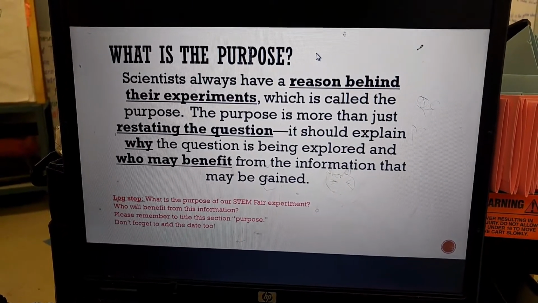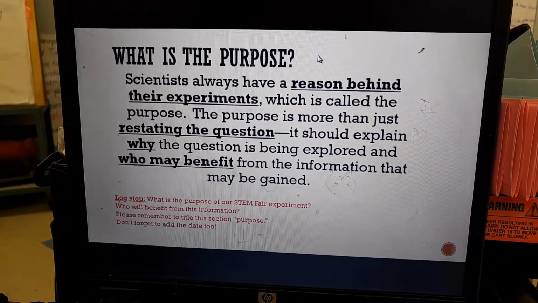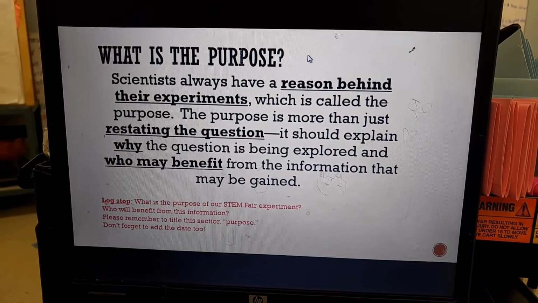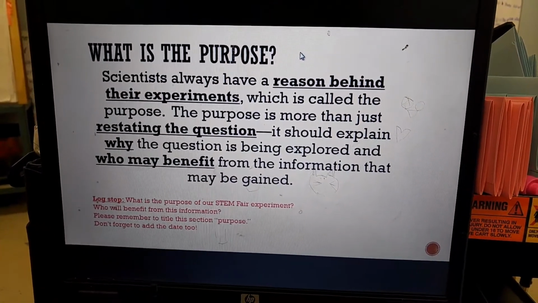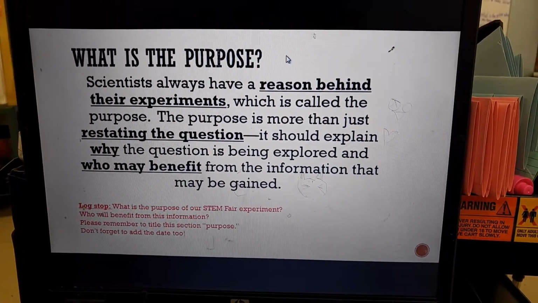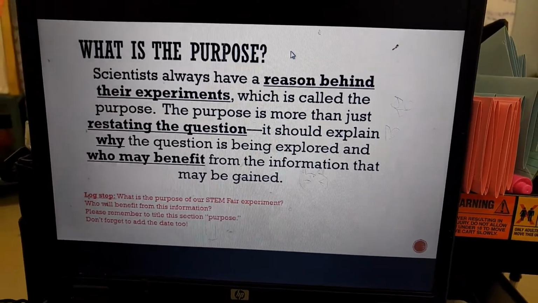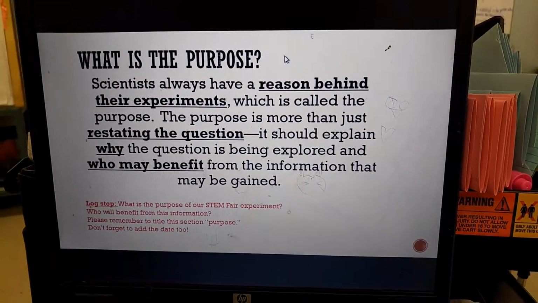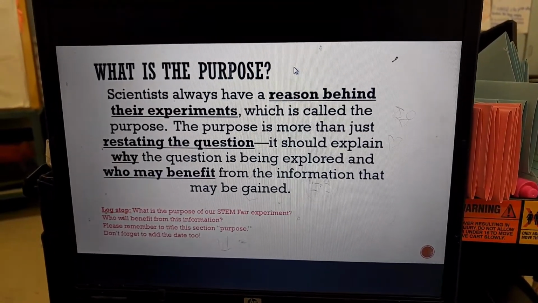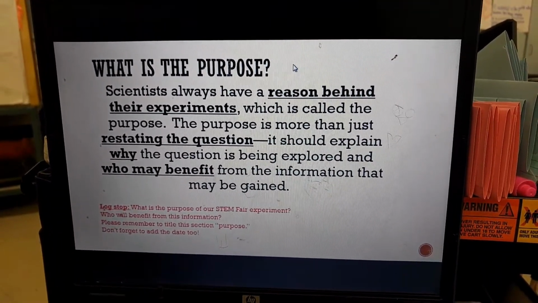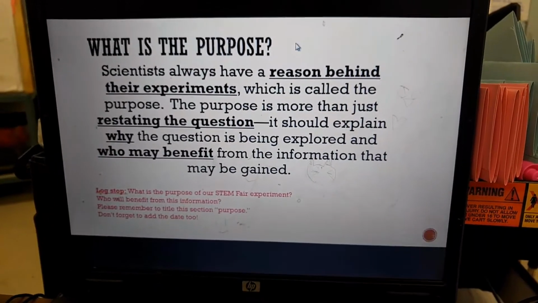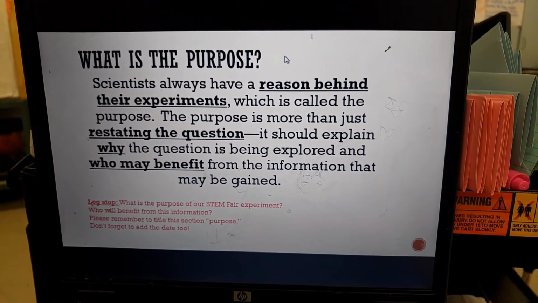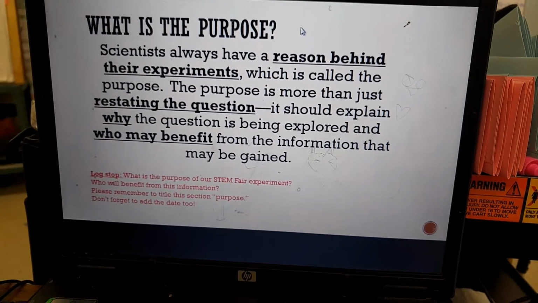So what is a purpose? The stuff that is underlined and bolded is what the children should be writing in their notebook. Scientists always have a reason behind their experiment, which is called the purpose. The purpose is more than just restating the question. It should explain why the question is being explored and who may benefit from the information that may be gained. So they should be writing: reason behind their experiments, restating the question, why, and who would benefit.